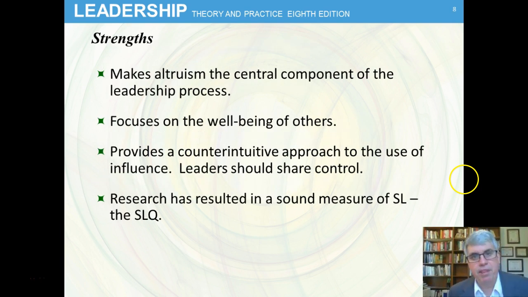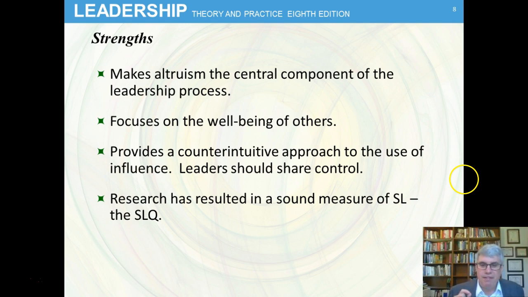So let's look at the strengths and some of the criticisms of servant leadership. One of the strengths is it makes altruism and concern for others and willingness to sacrifice for the well-being of others the central component of the leadership process, which, if that's central to your values, and for me, that is central to my values, I would rather serve and do good to other people than to get promotions, make lots of money, be famous, have lots of power. That's what I value. So servant leadership is something that speaks a lot to me. It focuses on the well-being of others and what we can do to do better things for others.